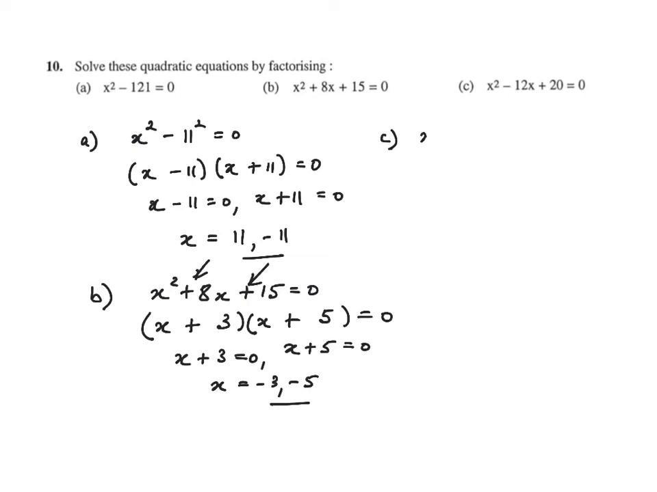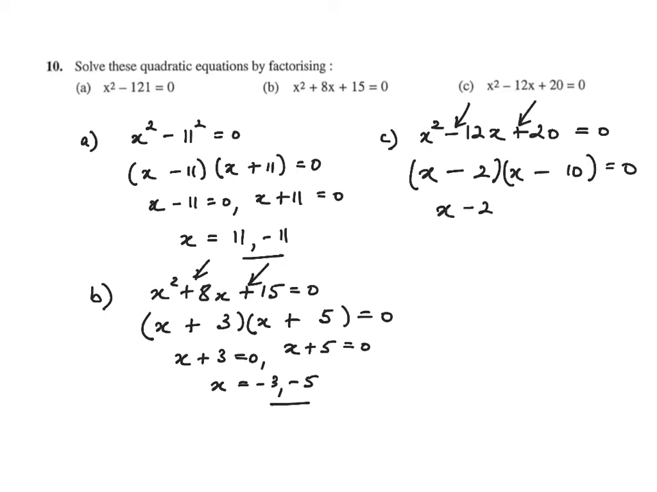We have here another trinomial, and so it's x and x, factors of 20, that will give us a 12, and 10 and 2. Signs are the same, and they are both negative. So x minus 2 equals 0, x minus 10 equals 0, x equals 2 and 10.